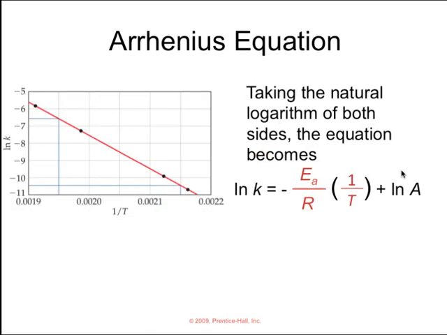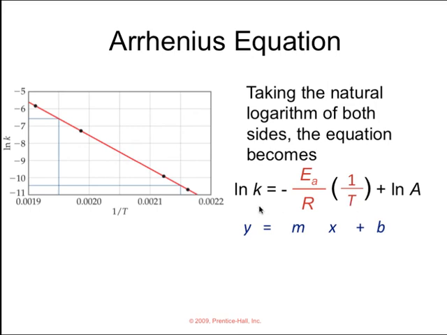How do we actually use this? Well, we can take the natural logarithm of both sides, and if you do that, you get the natural log of k is equal to negative Ea over R, activation energy over the gas constant in joules per mole Kelvin, times 1 over the temperature, plus the natural log of that frequency factor. Remember, T has to be in Kelvin.